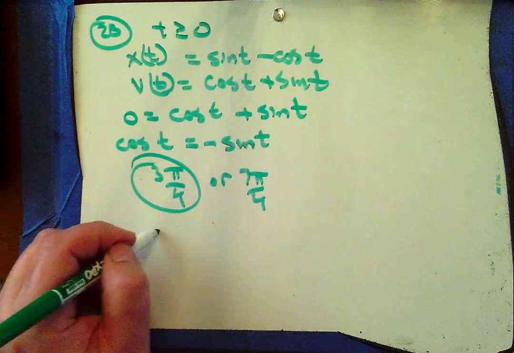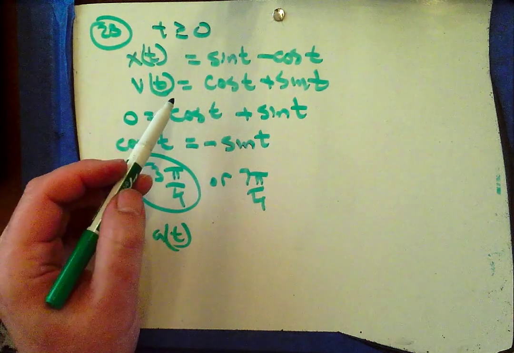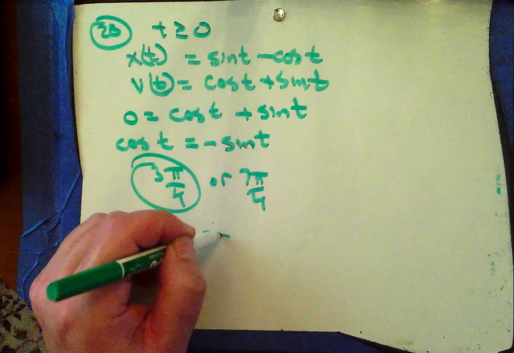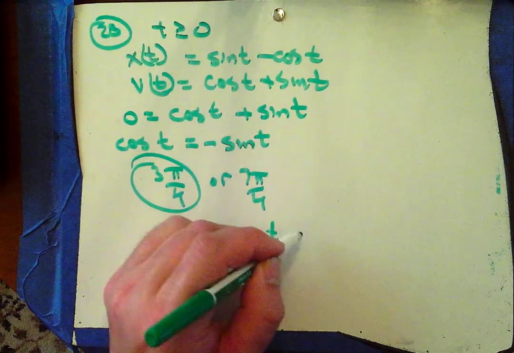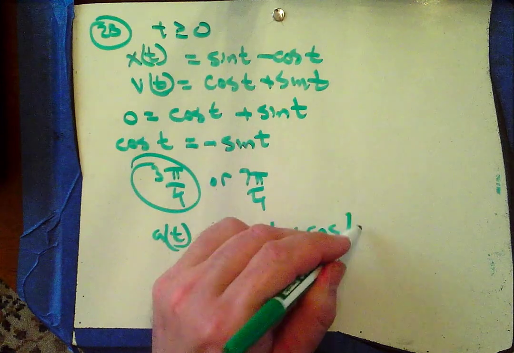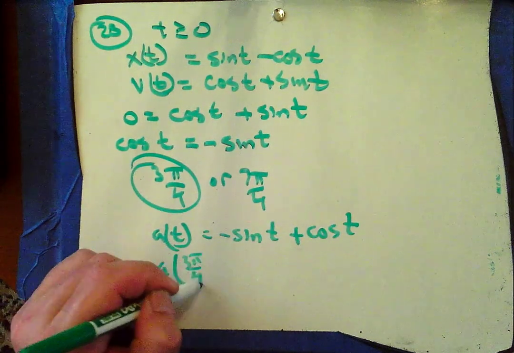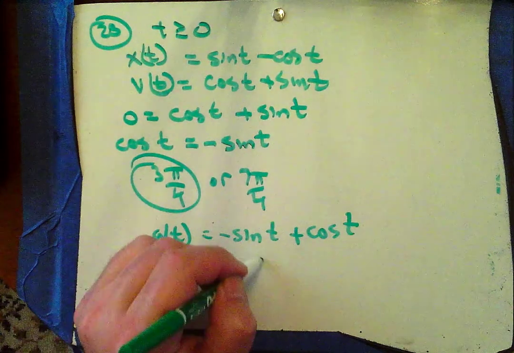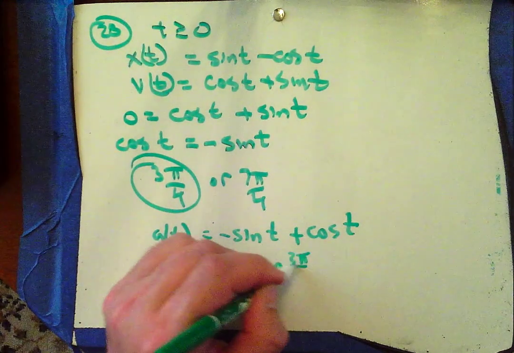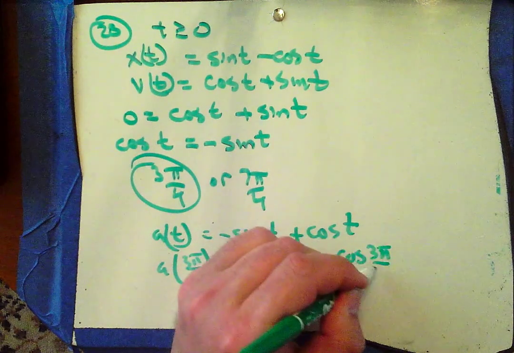So let's come back and find a of t, which is the derivative of v of t. The derivative of cosine is minus sine. The derivative of sine is cosine. And let's evaluate a at 3 pi over 4. So I get negative sine 3 pi over 4 plus cosine 3 pi over 4.